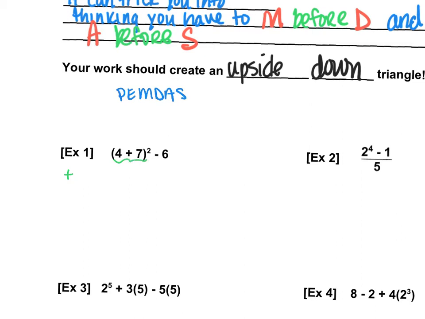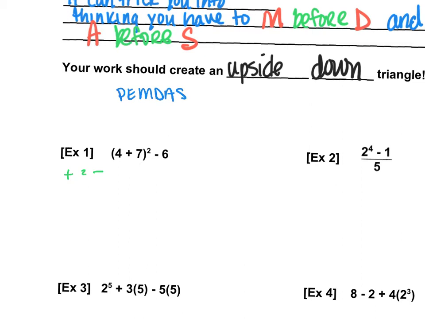And within those parentheses, I'm going to add. And then once that's done, I'm going to do my exponent. So I'm going to put a little 2 right here to tell me that I have a little exponent. And then after that, I don't have multiplication or division, but I do have subtraction. So I know I'm going to subtract. So that helps me kind of keep in order what I'm going to be doing. I'm going to add, I'm going to square it, and I'm going to subtract. So let's do these problems.